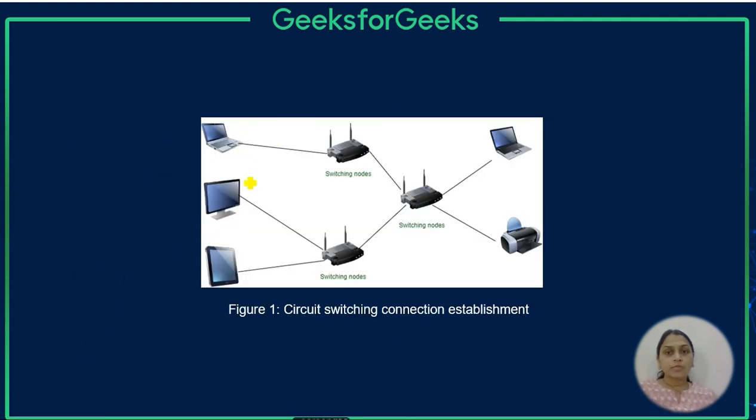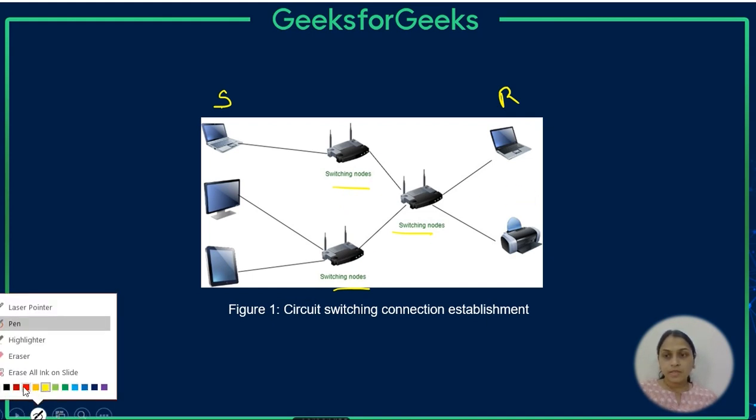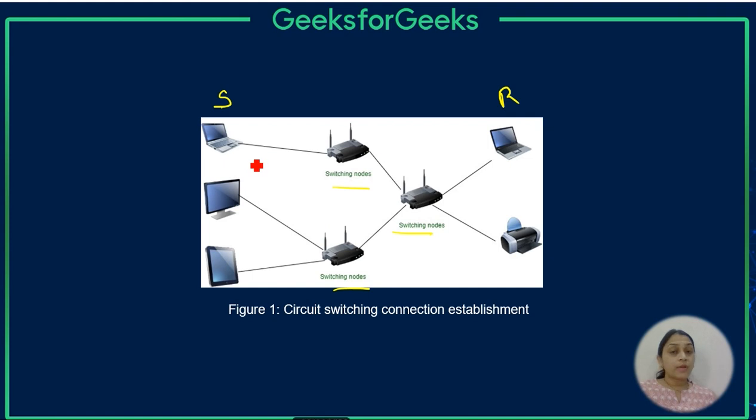See this diagram: these are the different systems, the sender and the receiver, and these are the switching nodes present in between the sender and the receiver. Suppose this system wants to send data to this system. Before sending the data, it first tries to establish the connection. After establishing the connection, it transfers the data. Once the data is transferred, the connection is released.